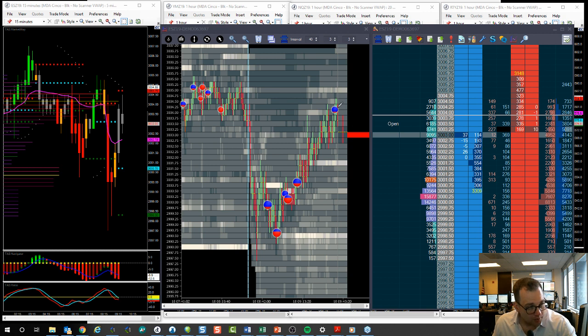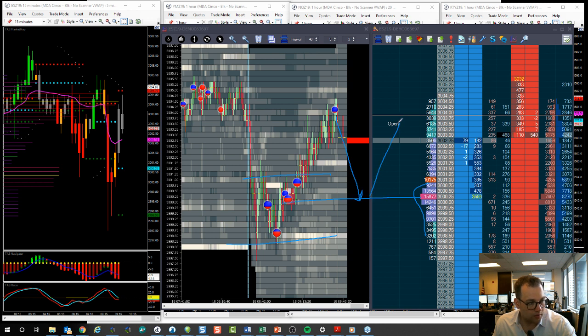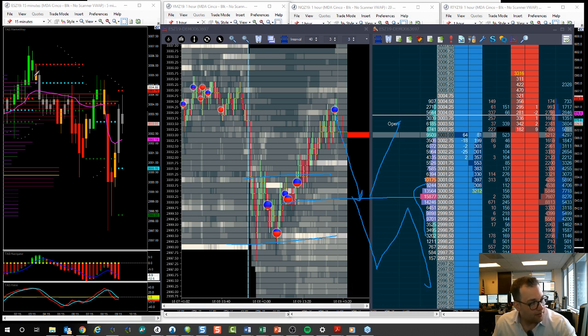And if we are going to pull back, well, what's the target? Well, we had all these participants that came in here. We've got the high volume node of the session here. So this is maybe target number 1. Maybe this is a buy support break here. If we break through this, now this is resistance. Work our way lower. And we use that in combination with these TAS tools.